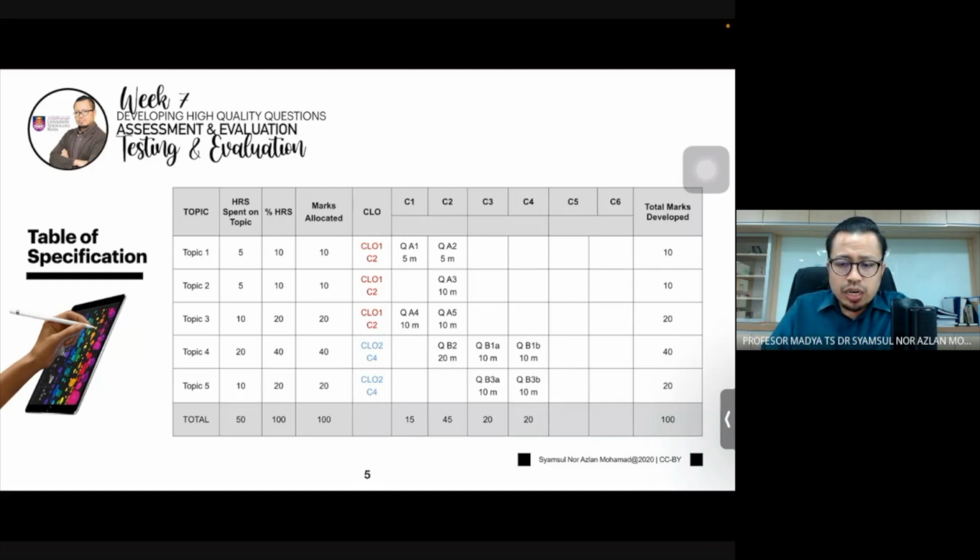There are five topics covered, as you can see here. They provide the total marks from the questions, and you can know how many questions were asked in that particular test. So this is very important, because the biggest mistake in designing questions is when we start to design the questions first without looking at the importance of the table of specification.